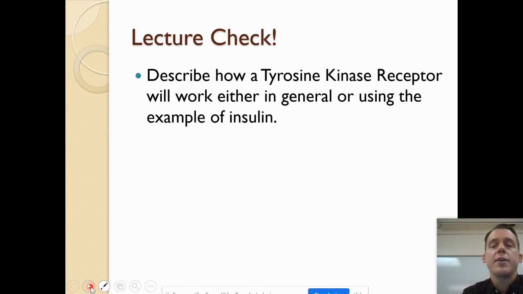All right, lecture check. Take some time to describe how a kinase receptor is going to work. You can speak about it in general, or you can use the example of insulin.